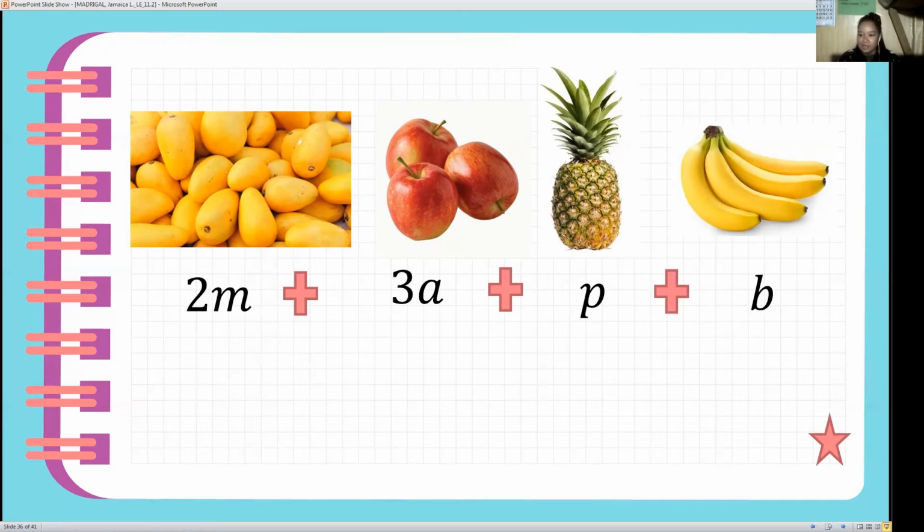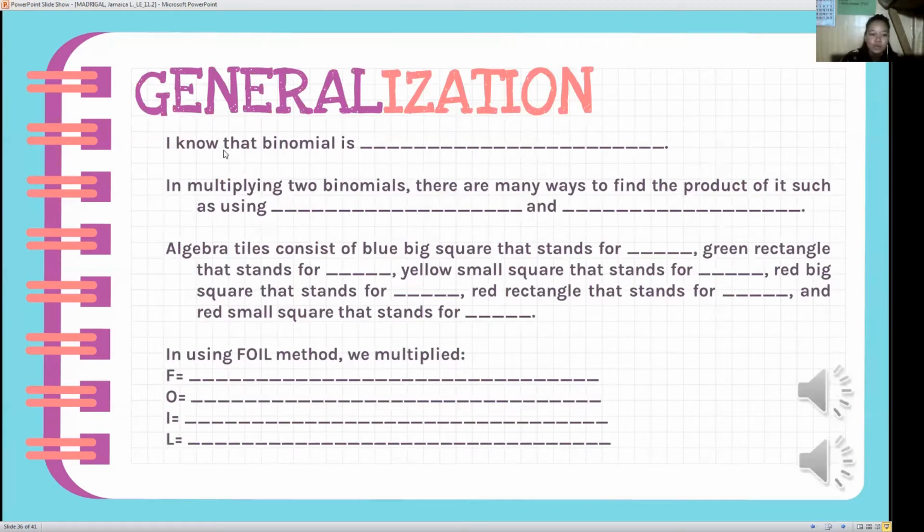Okay? Now, to generalize our discussion for today, I want you to complete this sentence. I know that binomial is blank. Okay, very good. Binomial is a polynomial with 2 terms. In multiplying 2 binomials, there are many ways to find the product, such as using algebra tiles and the FOIL method.